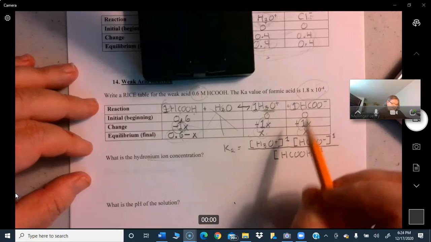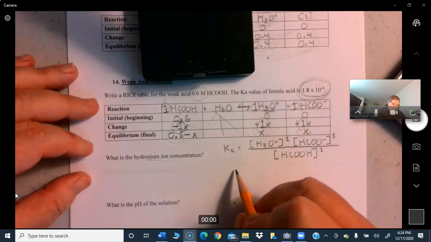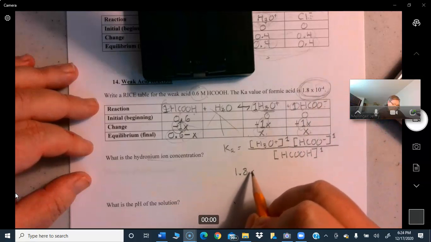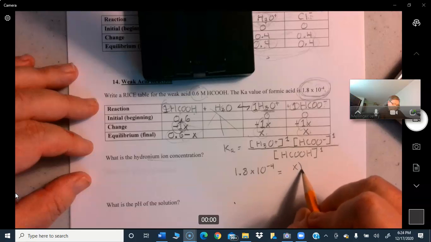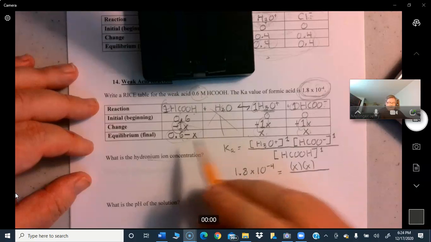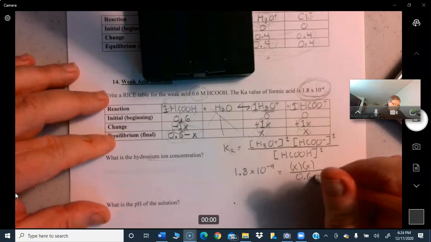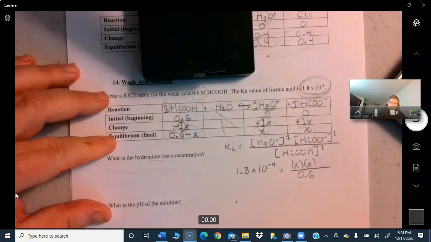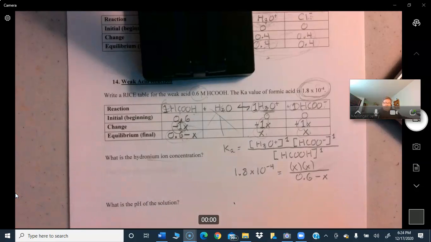All right, and we have a Ka value now, so we're going to go ahead and substitute that in, 1.8 times 10 to the negative 4. Let's go ahead and do that. And on the bottom is this. That's going to be this right here, 0.6 minus x. Okay, and there's the equation. And now we're just dealing with algebra. I'm going to do this one time. I'm going to show you what happens if we don't get rid of that x.